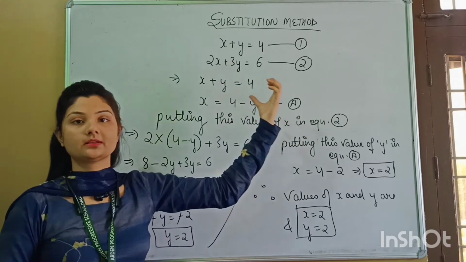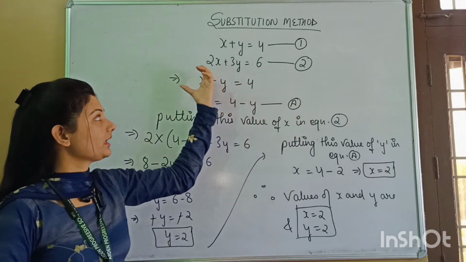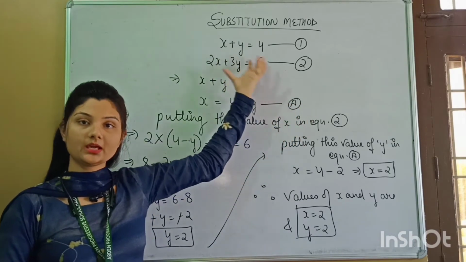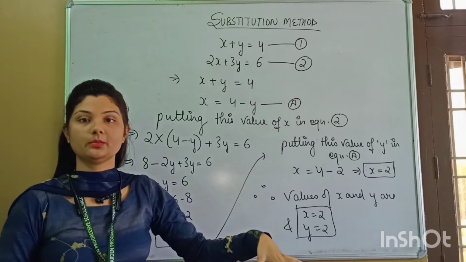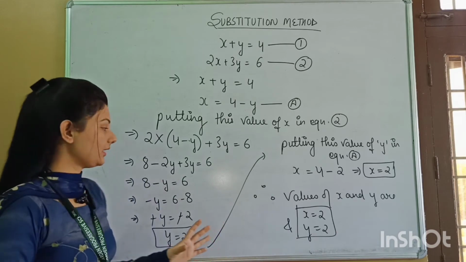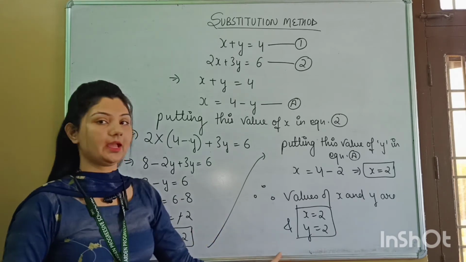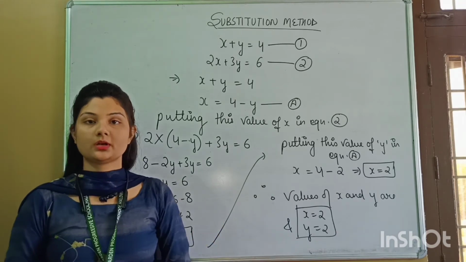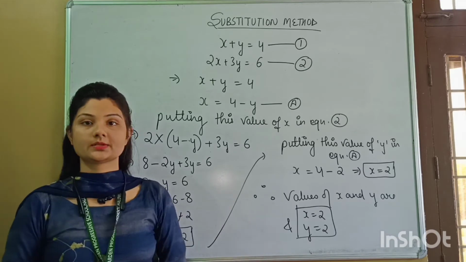इसे substitution method इसलिए कहते हैं क्योंकि हम क्या कर रहे हैं, यहाँ पे किसी भी एक वेरिएबल की वैल्यू एक इक्वेशन से निकाल के दूसरे इक्वेशन में पुट कर दे रहे हैं. So after putting the value of variables, we will get the value of variables, that is x and y. So now I hope you have understood what is substitution method.